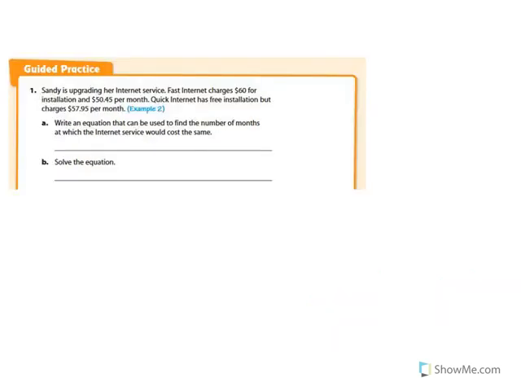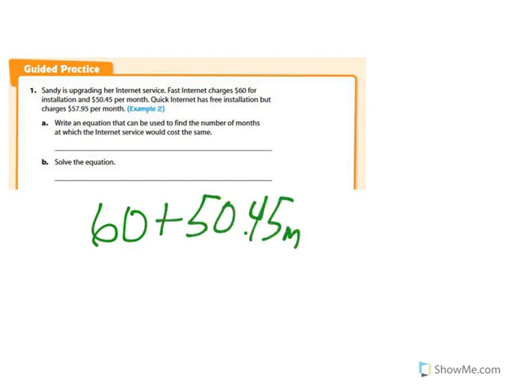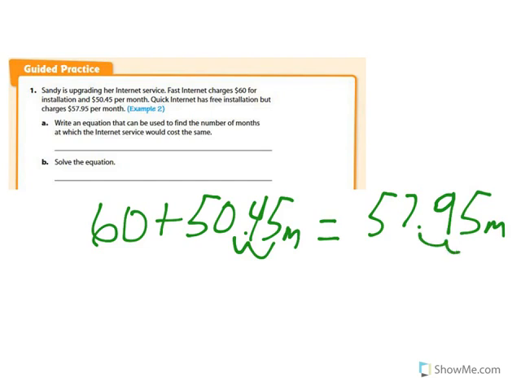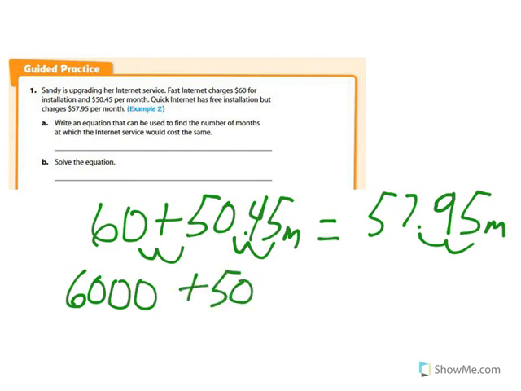All right, another example here. Sandy is upgrading her internet service. Internet charges $60 for installation and $50.45 per month. I'll make that my variable, M. Quick Internet has free installation but charges $57.95 per month. And then the GoMath strategy again: multiply everything by 100. So now we have 6,000 plus 5045M equals 5795M.